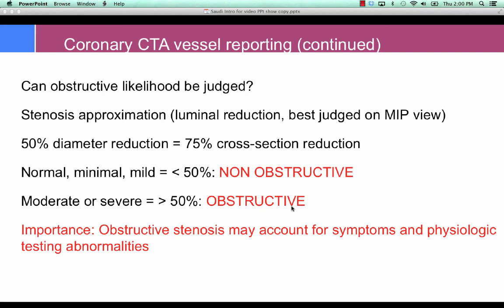Stenosis or narrowing that appears to be moderate or severe are ones with a greater than 50% diameter restriction, and these are lesions that we consider obstructive. So that's the break point: greater than 50%, less than 50%. Moderately severe or severe diseased vessels are likely to be obstructive, and that's the way we report them, rather than saying this is a 35% or this is a 40% or whatever. We use normal, minimal, mild, moderate, or severe.